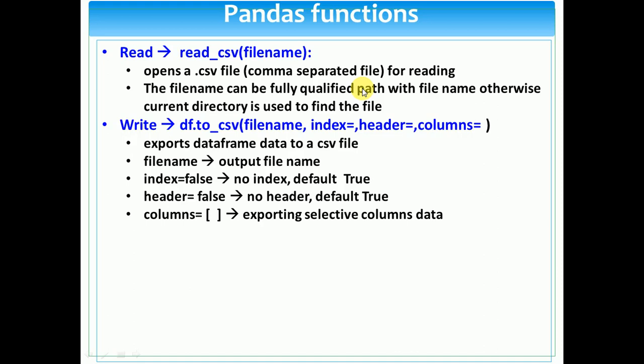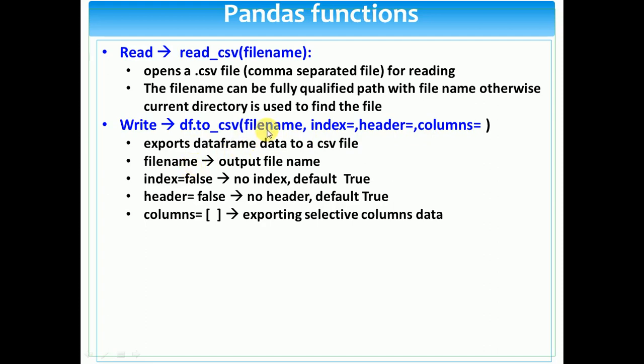Another function, which is part of writing: you create a data frame, and then using the data that you have in the data frame, you make use of df.to_csv. There you provide the file name, then whether you want the index to be preserved, then header and the columns. It has several options available as part of the write operation. This is going to export data frame data to a CSV file.